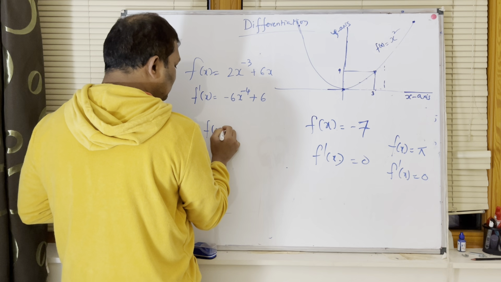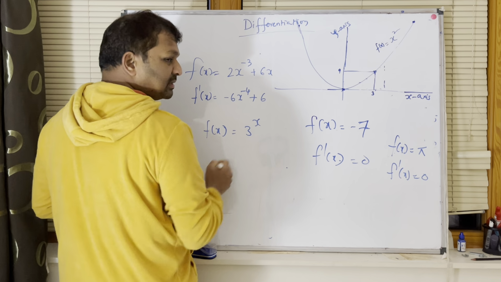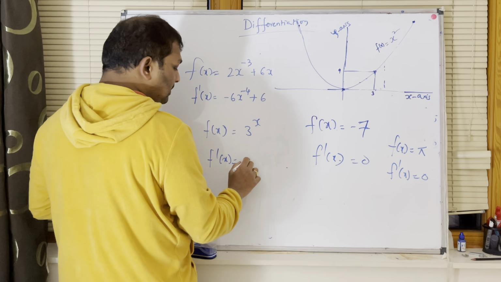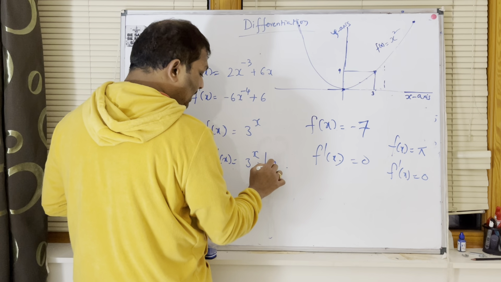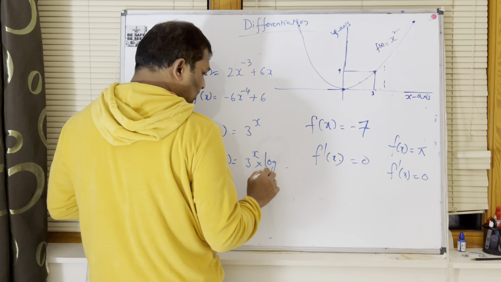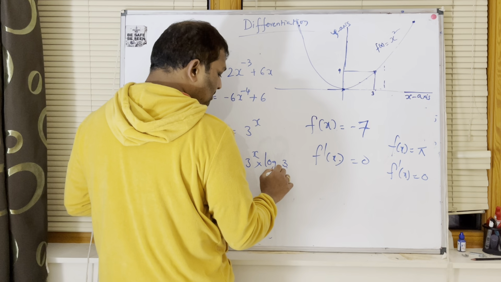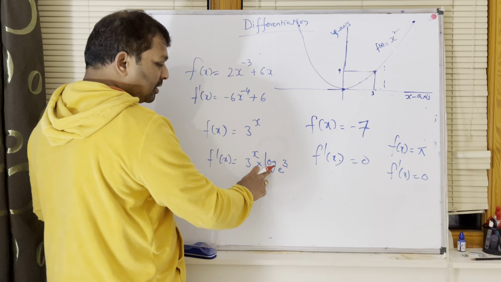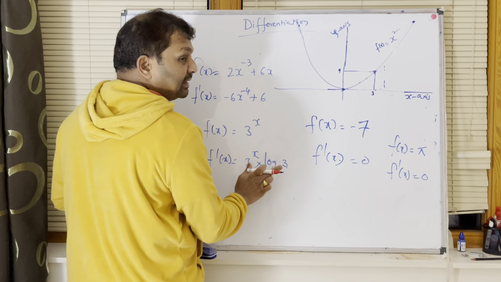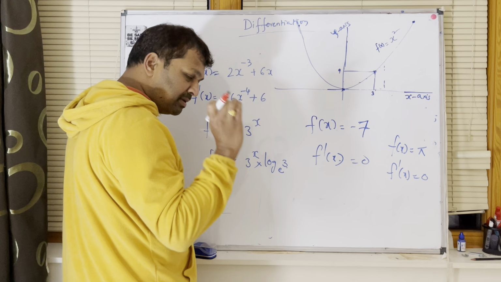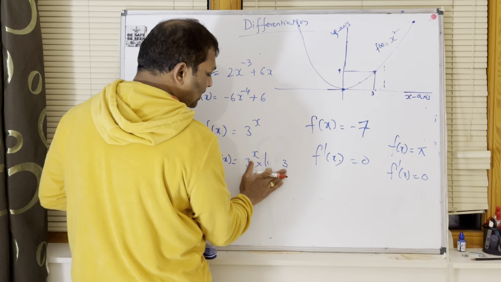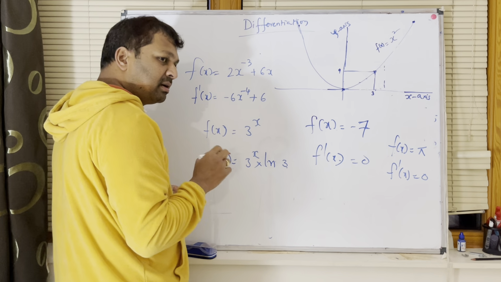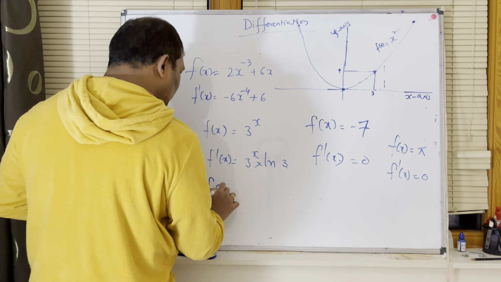Say, for example, f of x is equal to 3 to the power of x. In such a case, the formula for f dash x is 3 to the power of x times log 3 base e. Or you can also say ln 3. ln means base e only, natural logarithm. That is also fine. Or if you want to put a log, put a log. So f dash x is equal to 3 to the power of x times ln 3.